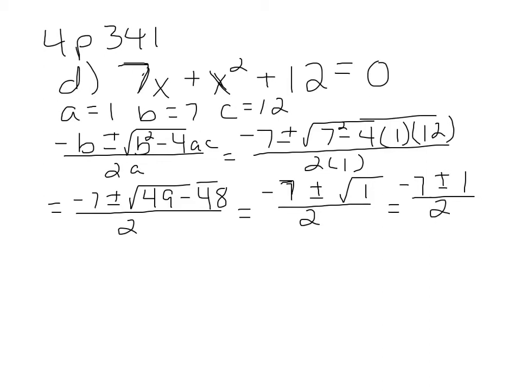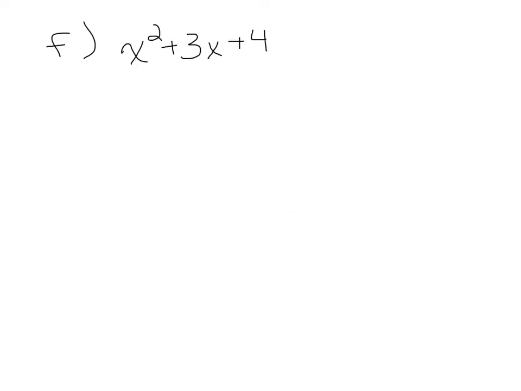Again, just like with factoring, you should get 2 answers. So negative 7 plus 1 is a negative 6 divided by 2. Negative 7 minus 1 is a negative 8 divided by 2. Negative 6 divided by 2 is a negative 3. Negative 8 divided by 2 is a negative 4.